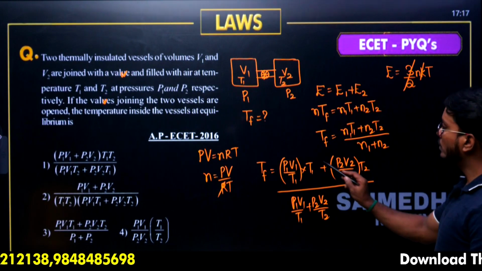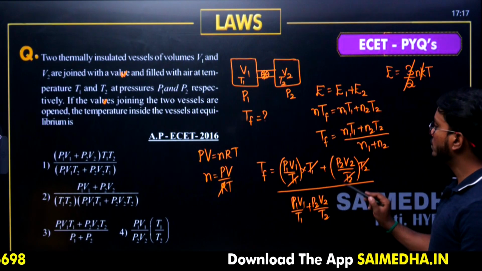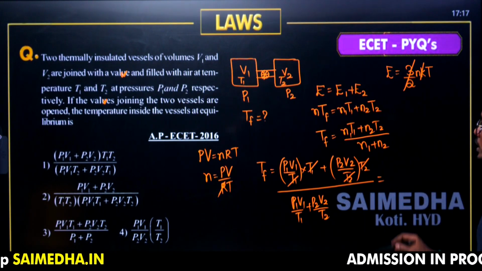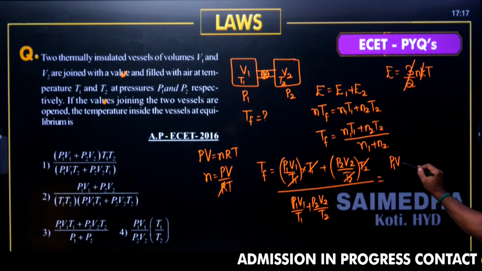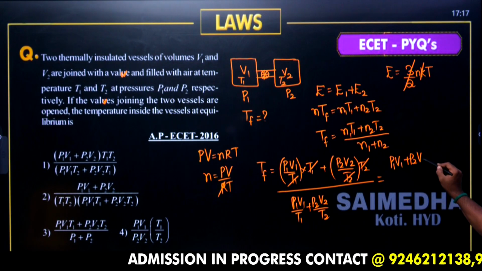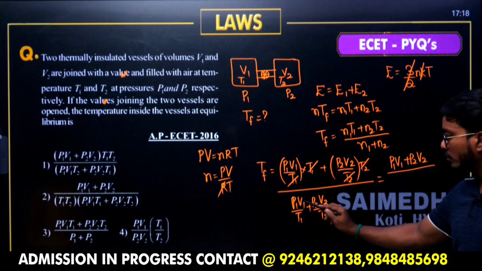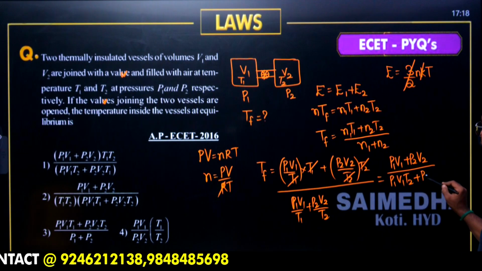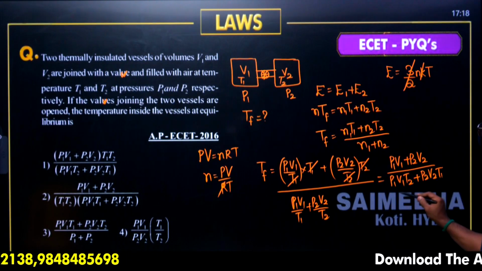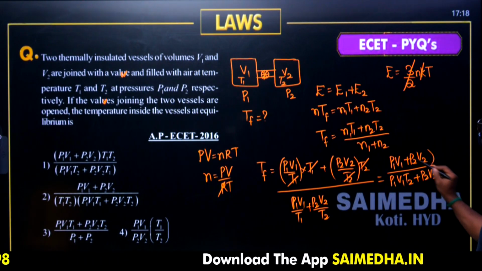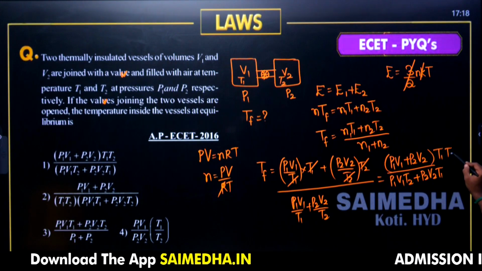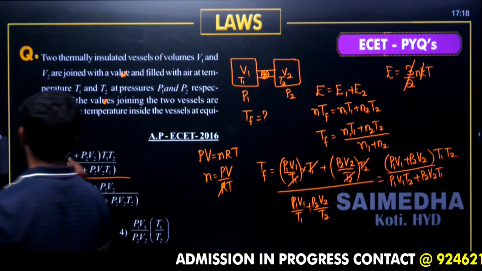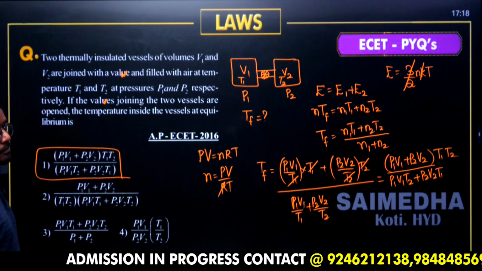If you solve this, T1 gets cancelled, T2 gets cancelled. Take the LCM here. In the numerator we'll see only P1 V1 plus P2 V2, divided by P1 V1 T2 plus P2 V2 T1, whole divided by T1 T2. The T1 T2 goes to the numerator. So this is your final answer, which is given in option number 1. Go through it.